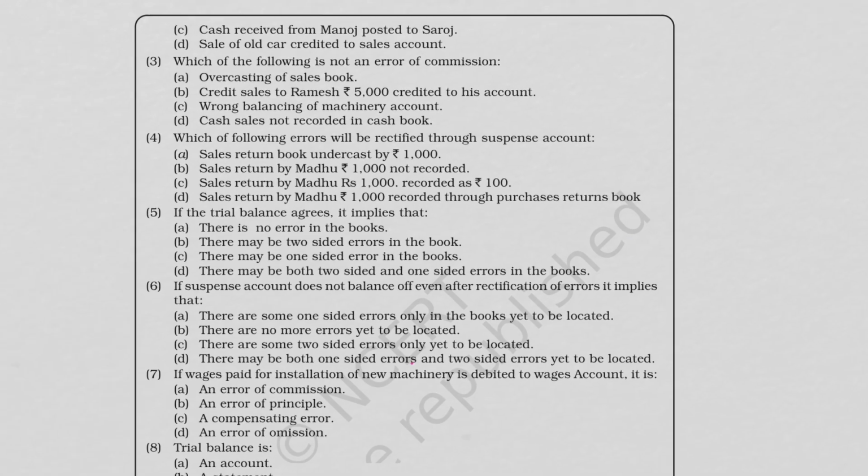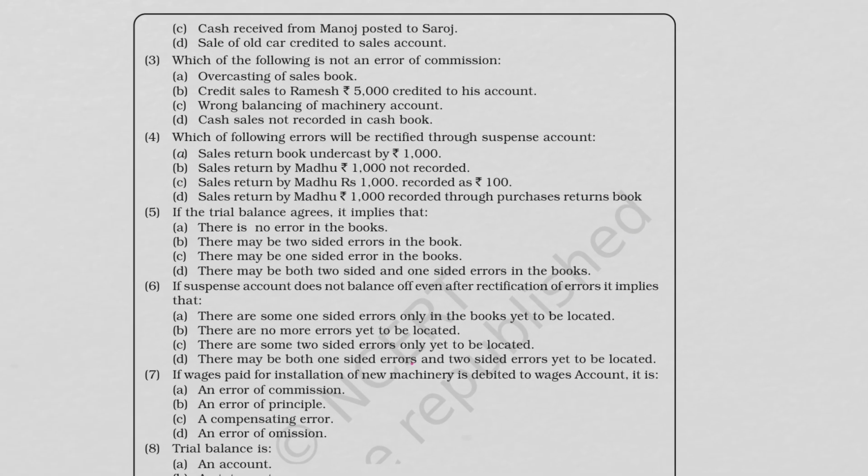Cash received from Manoj posted to Saroj. So this is basically an error of commission, because the correct type of account is there, but the wrong person has been used.